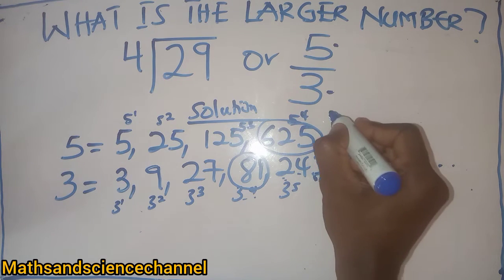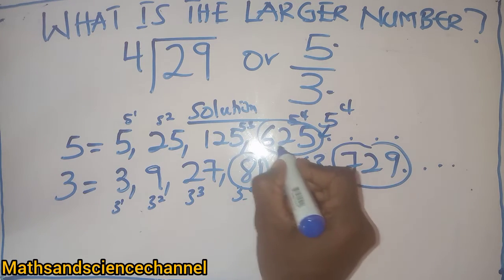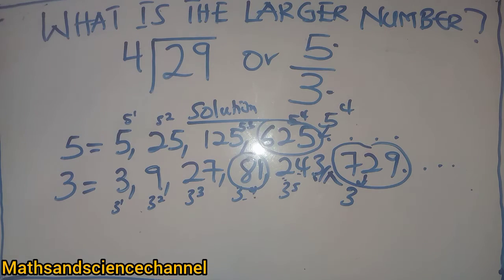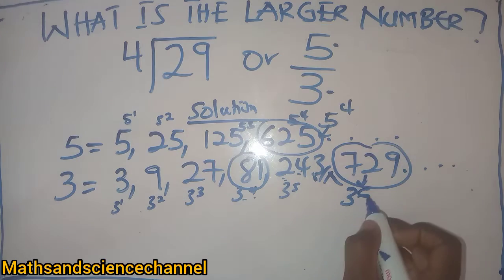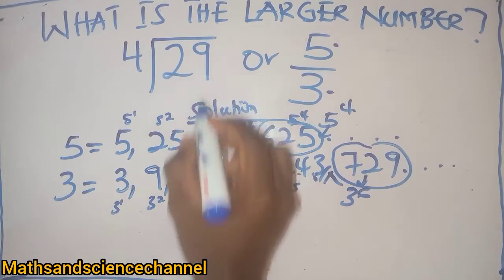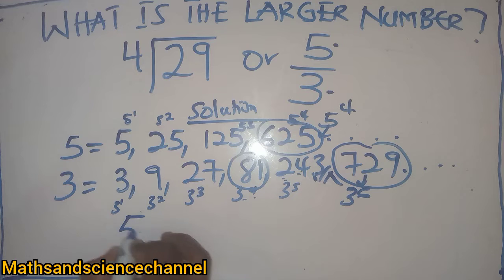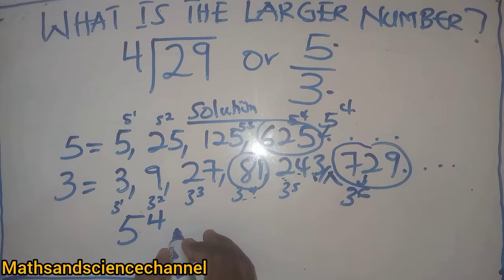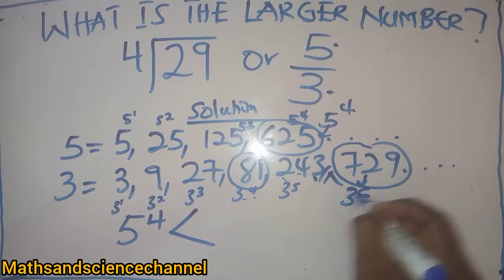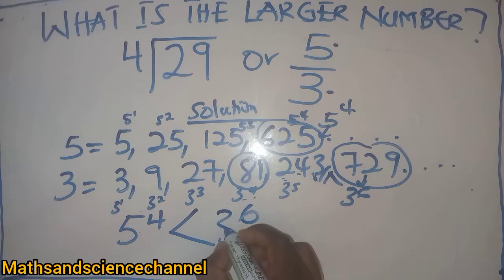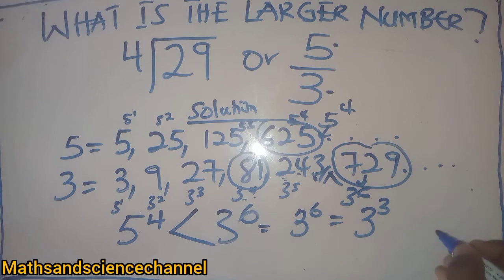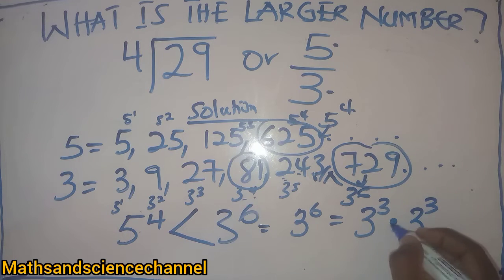So I'm going to pick 5 raised to the power 4 for the 625, and for 729 that becomes 3 raised to the power 6, right? So I'm picking 5 raised to the power 4 and 3 raised to the power 6 in this case. So now let's look at it. 5 raised to the power 4 is less than 3 raised to the power 6 in this case, right? Now from properties of indices, 3 raised to the power 6 I can write as 3 raised to the power 3 multiplied by 3 raised to the power 3.